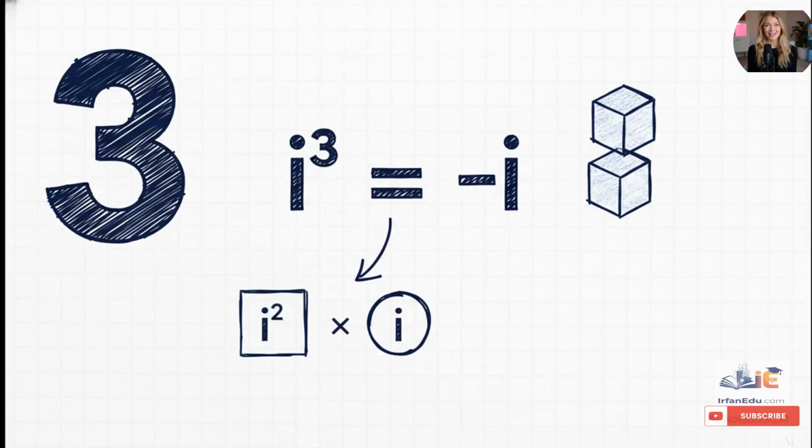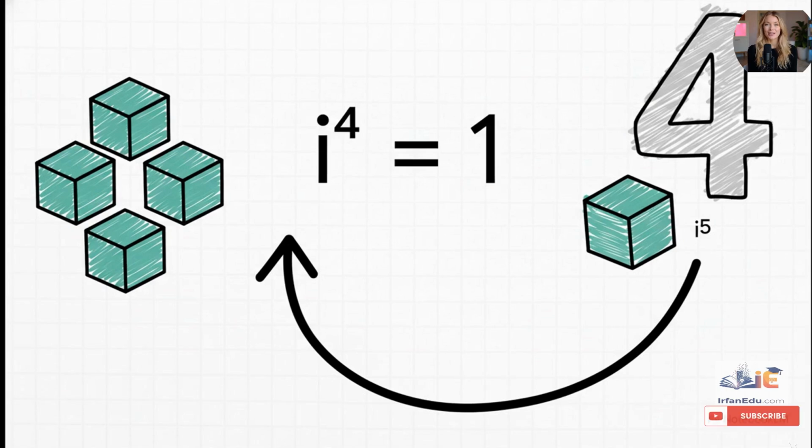-1. Now, i cubed is just our last result, -1, multiplied by i again. So that gives us -i. And for i to the fourth, think of it as i squared times i squared. That's -1 times -1, which brings us all the way back to +1. And boom, the cycle starts over. i to the fifth would just be i again.